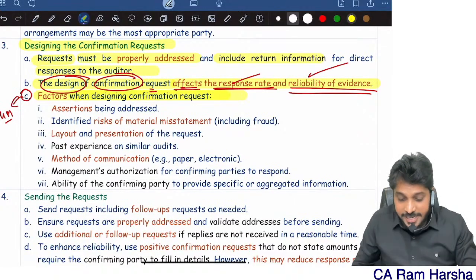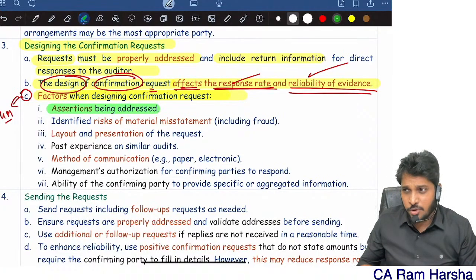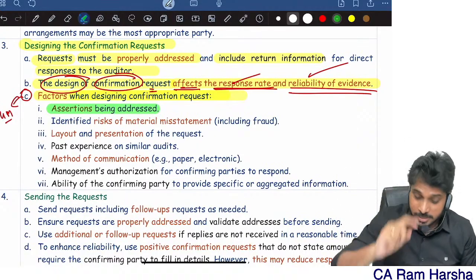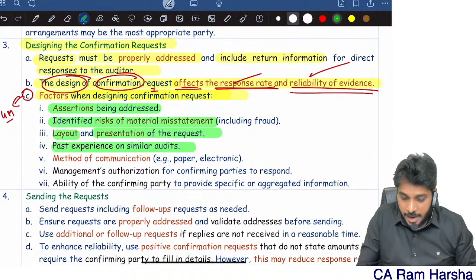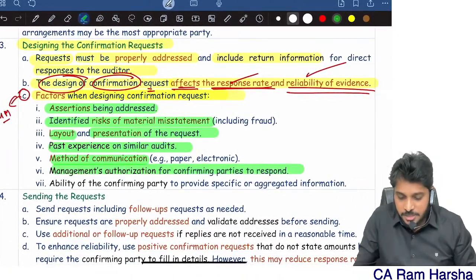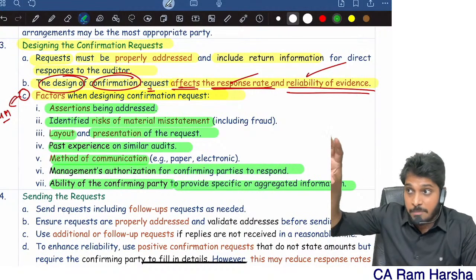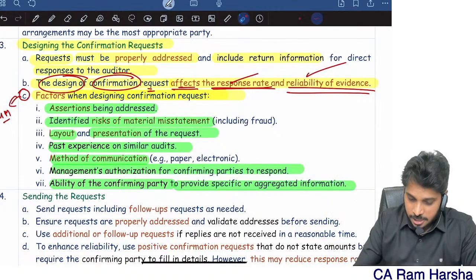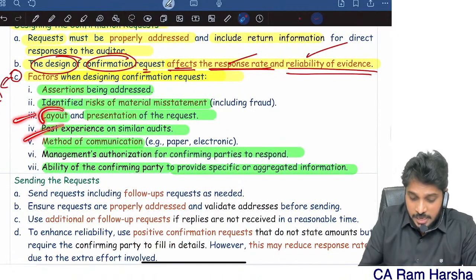So when you are designing, you should keep in mind the following points. What assertion are you addressing? Are you talking about the existence of the account balance or about valuation? Accordingly you should design. And identify the risk of misstatement, layout and presentation of the request, past experience, method of communication, management's authorization for confirmation parties, and the ability of the confirming party to provide the requested information. Some third parties, the person or manager may not have the authority to respond. So that is also important when designing the confirmation request.